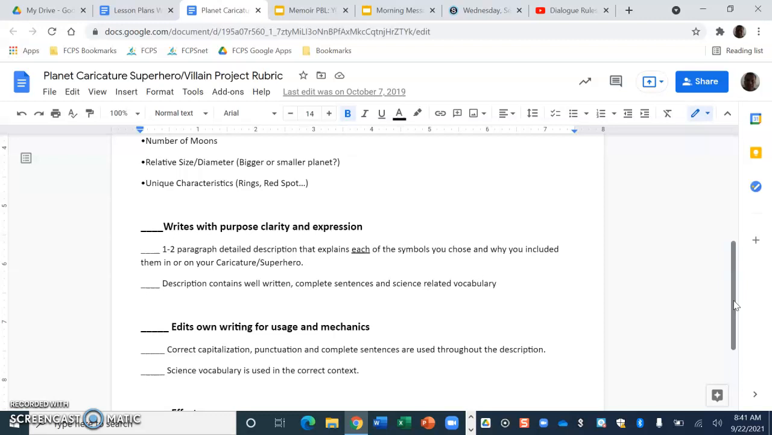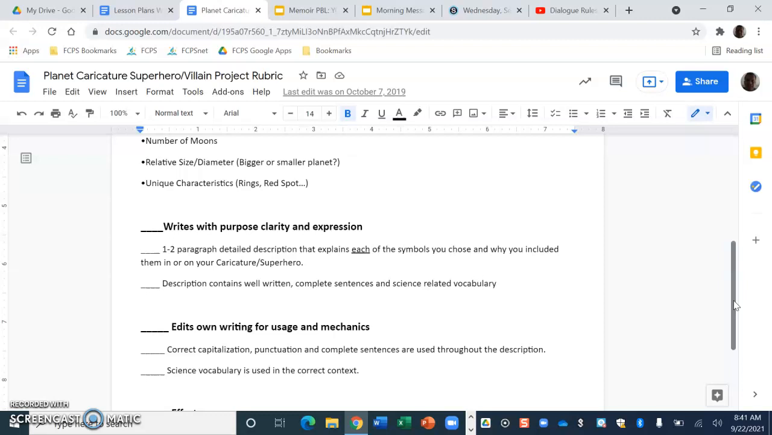Okay, so for example, if you drew rings on your planet, the rings could maybe symbolize something about either the costume of the superhero or the villain or a power that it has.